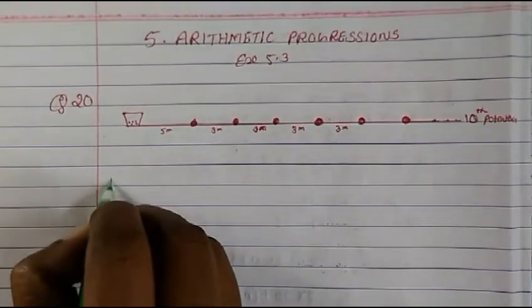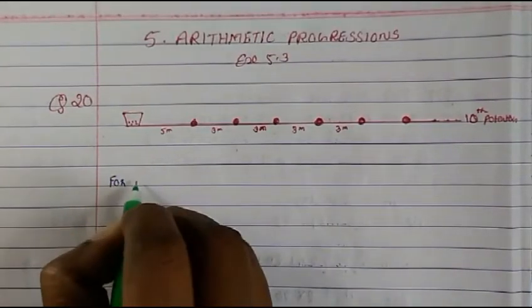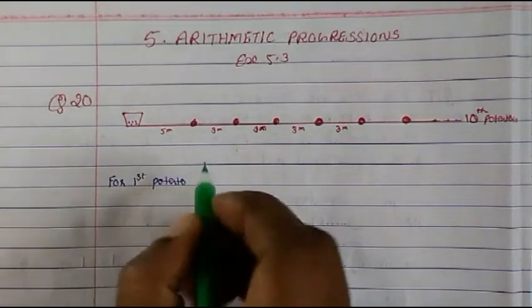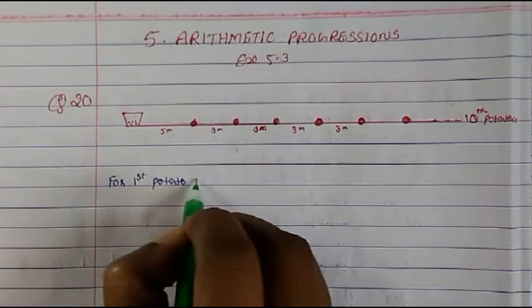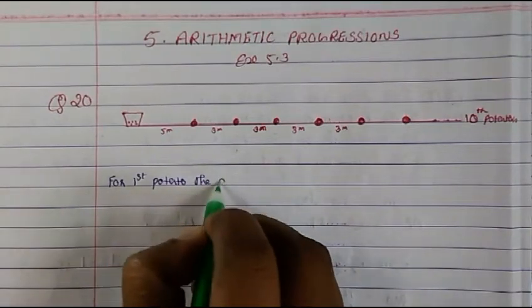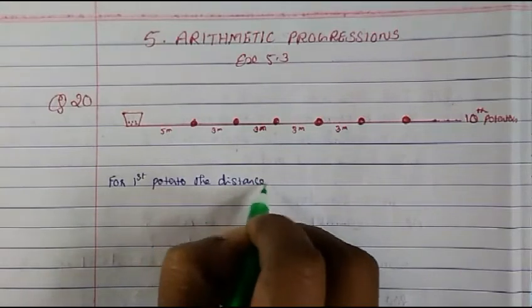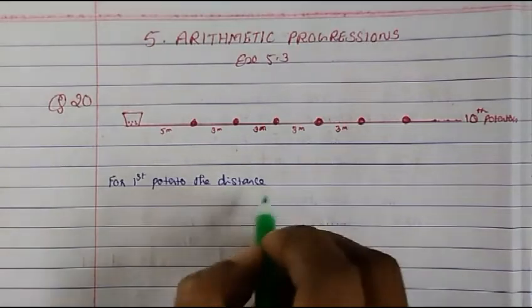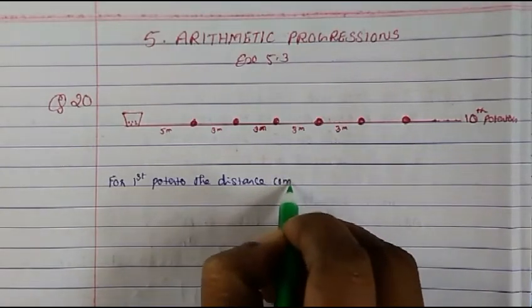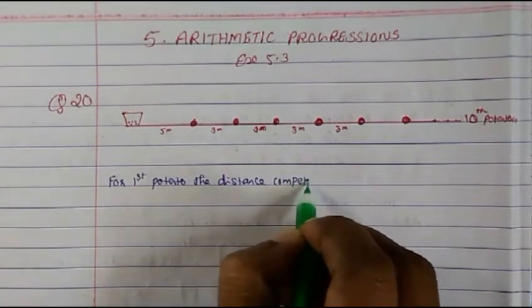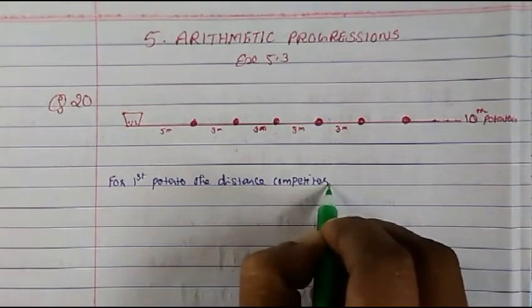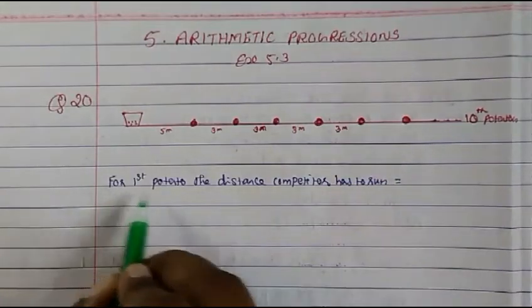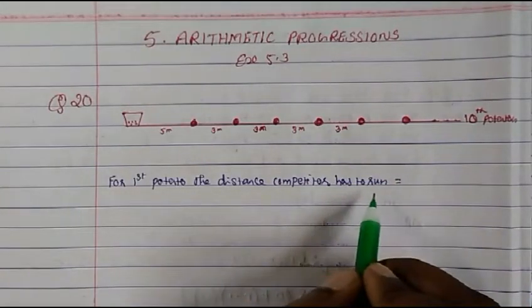For the first potato, the distance the competitor has to run. Okay, so for the first potato, the distance the competitor has to run, how much?